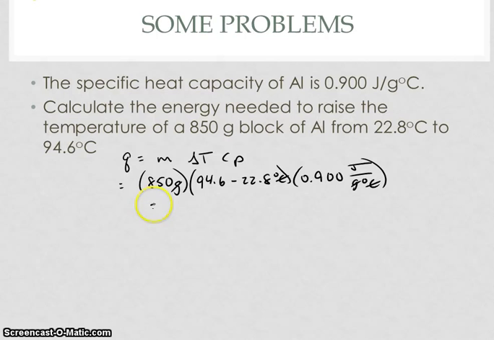So we plug our values into the calculator, and we find out that 55,000 joules of energy would need to be added in to an 850 gram sample of aluminum to raise its temperature from 22.8 to 94.6 degrees Celsius.